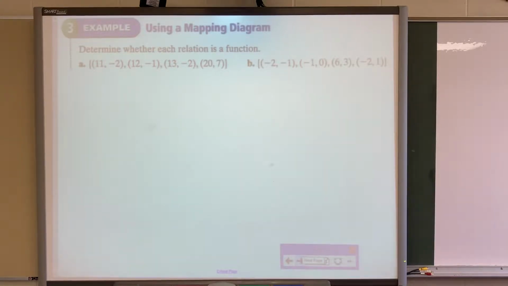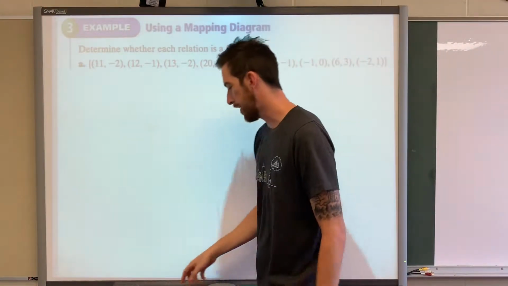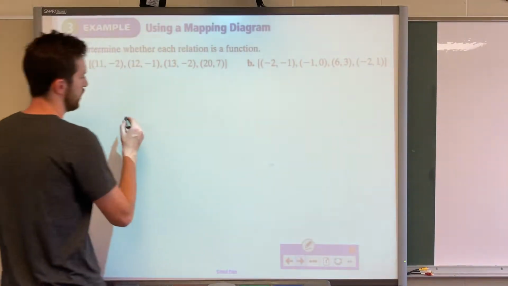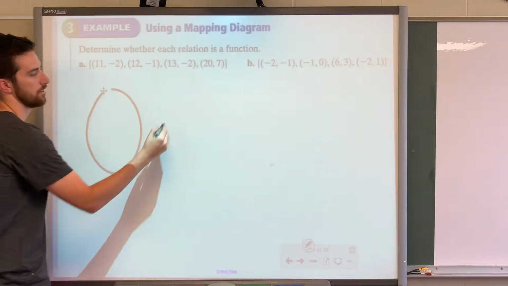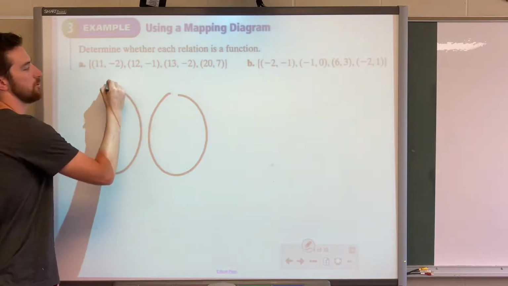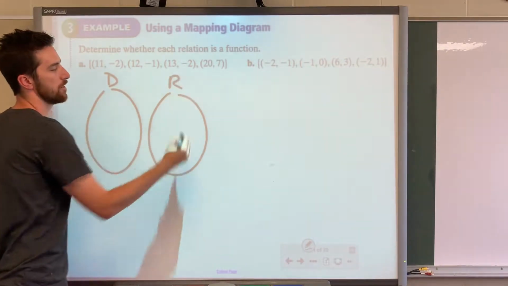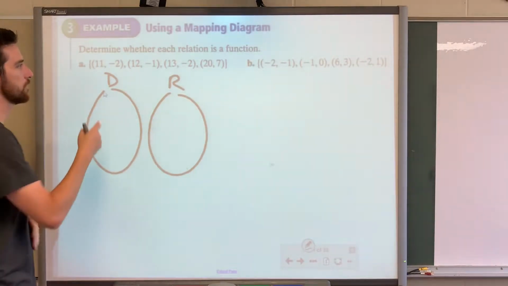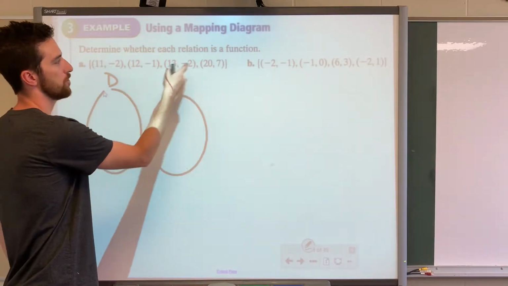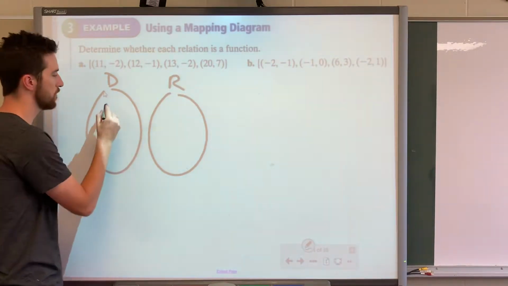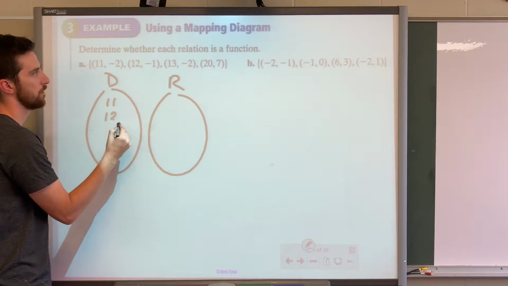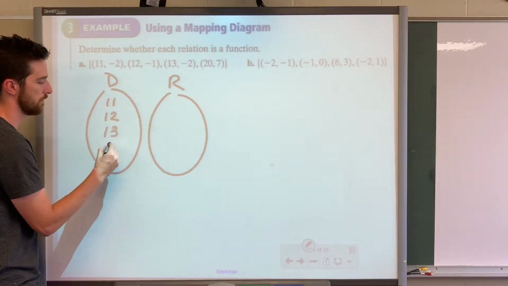Another way you can determine if it's a function is with a mapping diagram. We're going to list our domains, our ranges, and we're going to have arrows. So looking at the domains, 11, 12, 13, and 20, we're going to put them in order. 11, 12, 13, and 20.